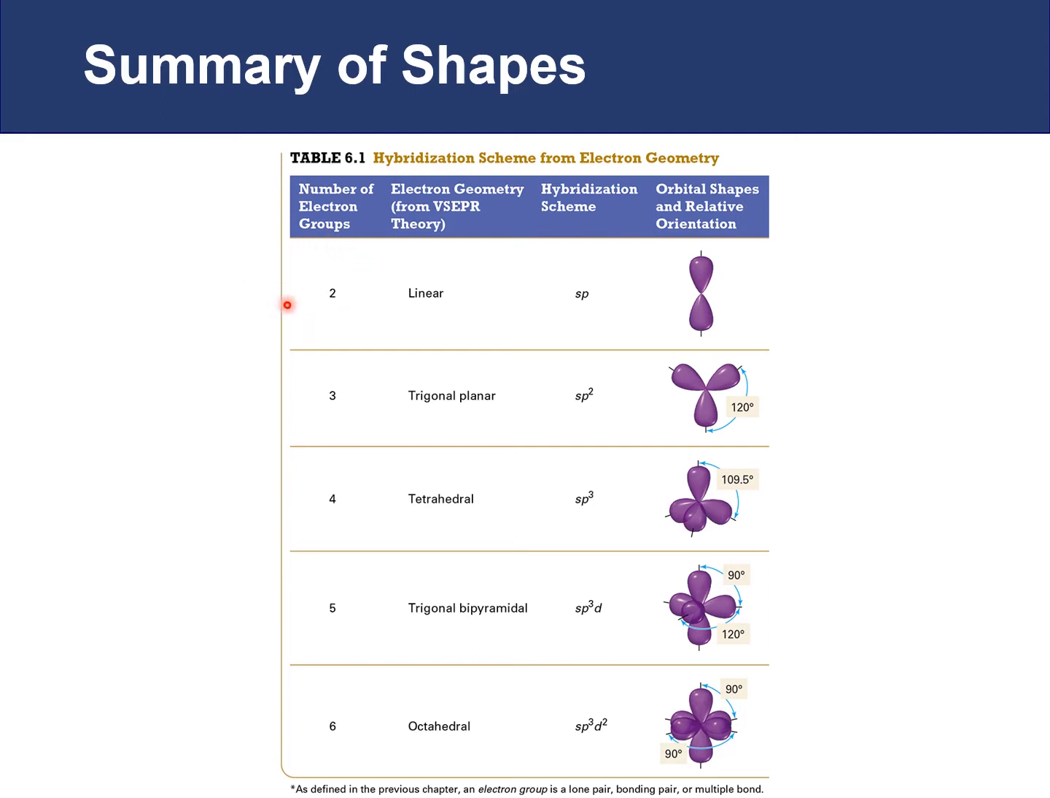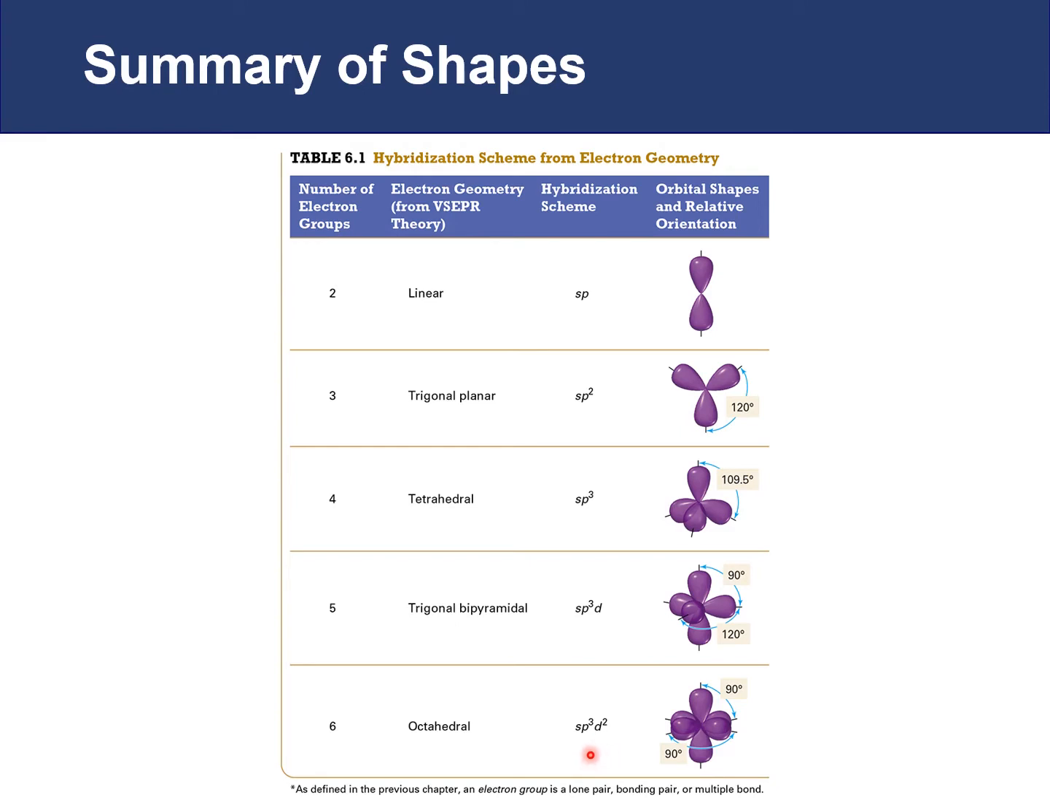If we have two electron groups, which would be two regions where we find electrons around the central atom, then it will participate in an electron geometry of linear. The hybridization scheme for this is sp. If there are three electron groups, then our electron geometry is trigonal planar, and the hybridization scheme would be sp2. For four electron groups, we have tetrahedral, sp3. For 5, we have trigonal bipyramidal, sp3d, and for 6 electron groups we have octahedral with sp3d2.